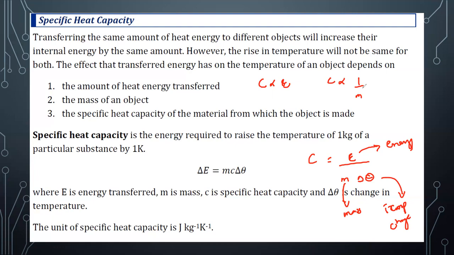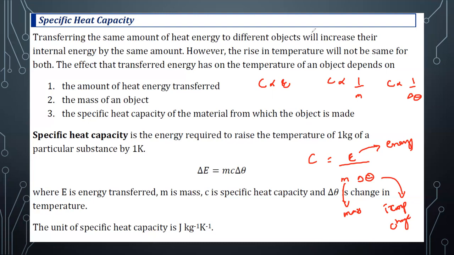And it is inversely proportional to mass. If we have a lighter or small object, that will have a higher specific heat capacity. And it is inversely proportional to temperature change. So if the object shows a small change in temperature, it means that it will have the highest specific heat capacity.